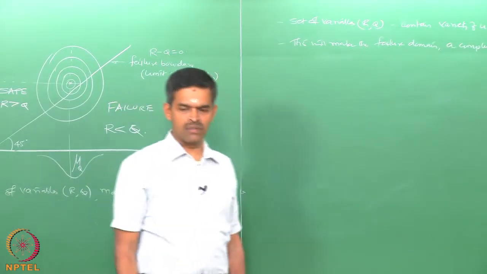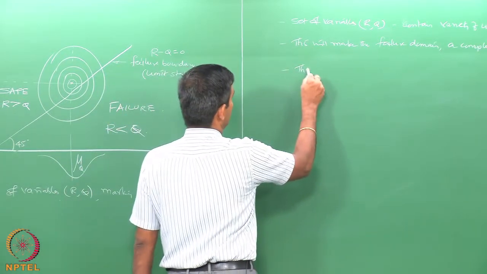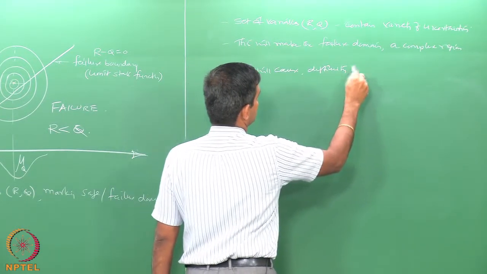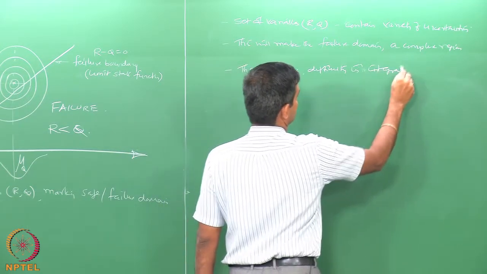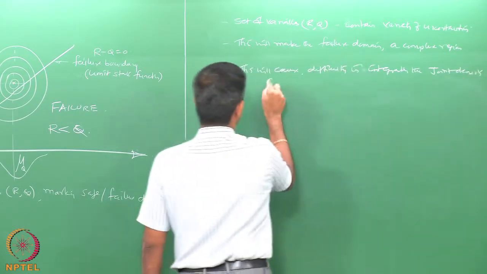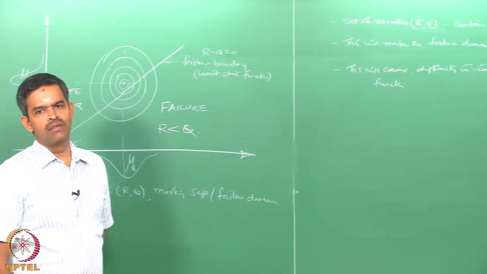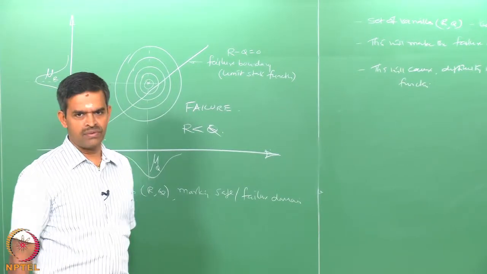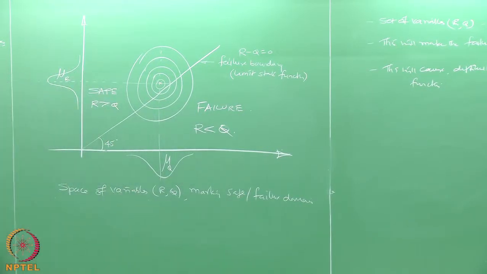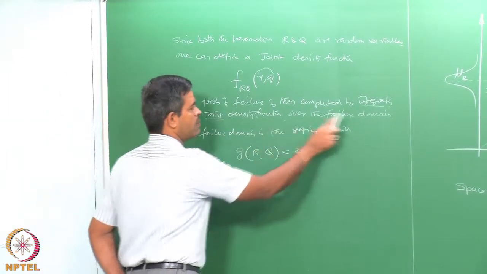Now, one can further ask me a question, if the failure domain is made complex, what is the difficulty, sir? This will cause difficulty in integrating the joint density function. That is the overall issue, that is the mathematical crux in the whole problem. Okay. You will not be able to easily evaluate the integration of the joint density function over the failure domain, because that is a requirement. I must be able to integrate the joint density function over the failure domain.